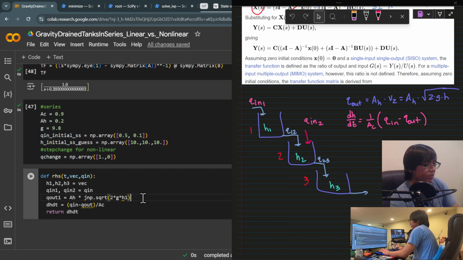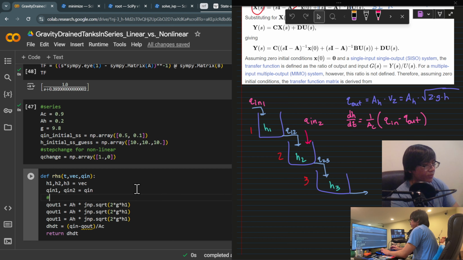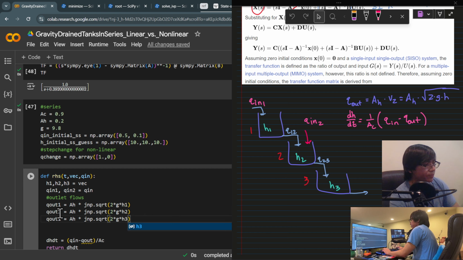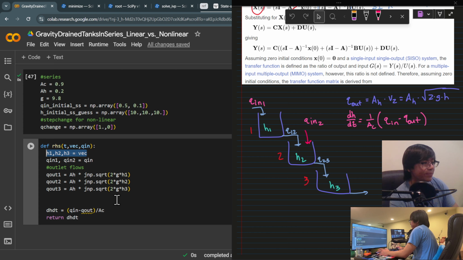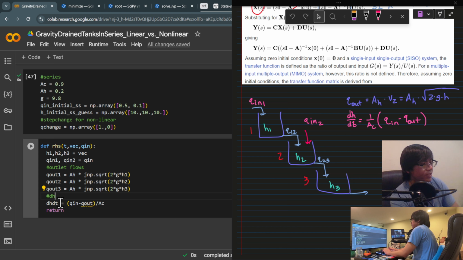Sure, why not? So Q out 1 depends on height 1. Copy paste this. We do this 3 times for our outlet flows. It's a series, so we have to account for the fact that there's multiple tanks and multiple outlet flows and multiple inlet flows and multiple heights. So now, instead of just dh dt, we have the change in height. I guess we can call this h maybe. So the change of heights for each tank. So dh1, and now this will be Q out 1.